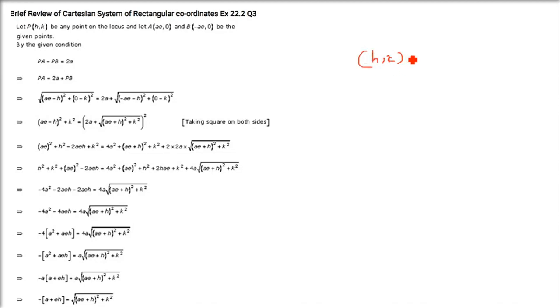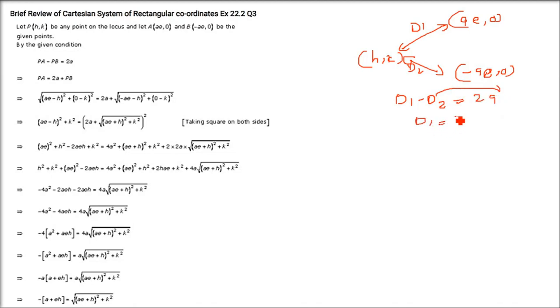So we take the point as (h, k), and this is moving such that the distance from (ae, 0) and the distance from (minus ae, 0), the difference of the distances, say d1 and d2, so d1 minus d2 equals 2a. Whenever we see this, first of all, take d2 on the right hand side. Why? Because it will be easier to solve. We won't be able to solve root and root in a very good way.